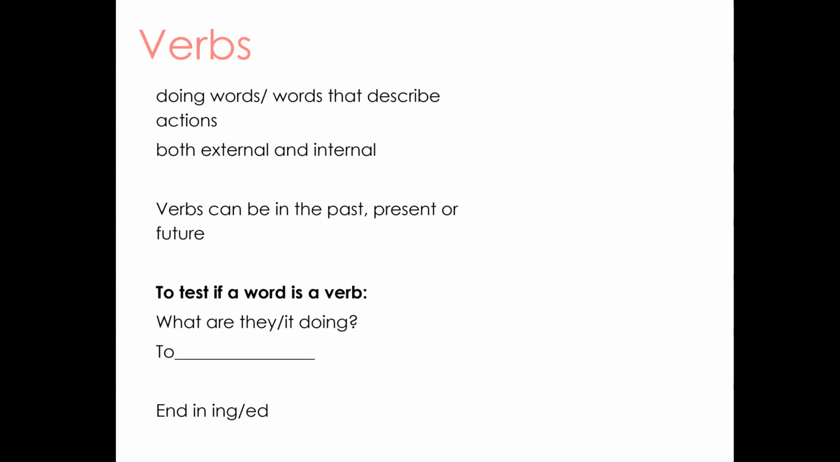Verbs will start with the word to, so we might say to sit, to stand, to walk. Those are all those external actions, things that we can do. But they can be internal as well, perhaps to contemplate, to think, to reflect.